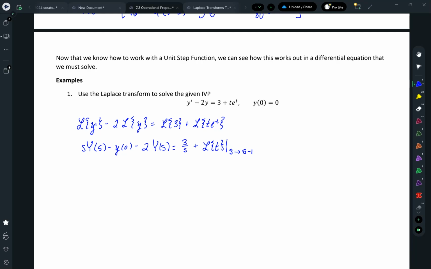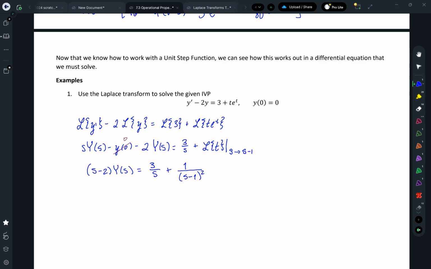Okay, so now substituting some values in here, I can see the y of 0 is equal to 0. That's our initial condition. On the left, I can factor out a Y of s, so I have s minus 2 times big Y of s. On the right, I have my 3 over s. And then my Laplace of t is going to be 1 over s squared, but that s squared has to go to s minus 1. So this is going to be plus 1 over, in quantity, s minus 1 all squared.